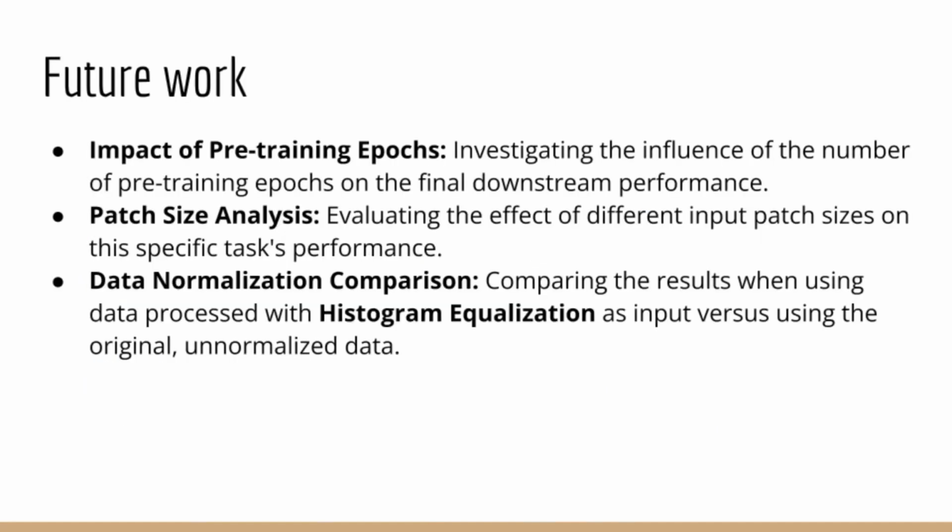And for future work, we outline three key areas. The first one is scaling. Investigate the impact of pre-training epochs and find the optimal training duration. And we need to find out the input. Perform an extensive patch size analysis to better capture both global and local structure. And the last one is data robustness. Test histogram equalization to understand if our SSL is robust enough to handle variation in image contrast.